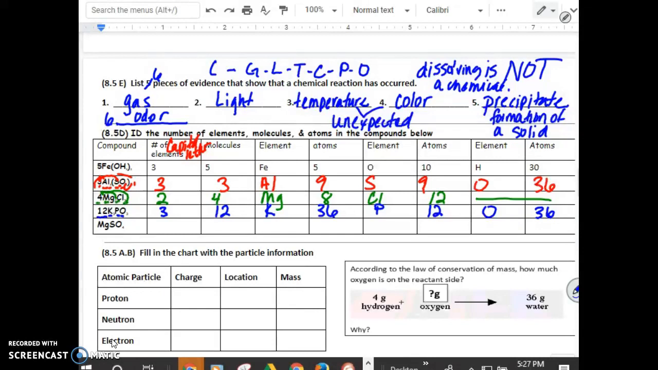And finally, we have MgSO4, giving us 1, 2, 3 different elements. No coefficient in front of it, so there is only one molecule of this compound. And then the elements, we have, of course, magnesium. There is no coefficient, there is no subscript, so it is 1. Then we have sulfur, no coefficient, no subscript, 1. And the last one, oxygen, no coefficient, but there is a subscript of 4, so it would just be 4.